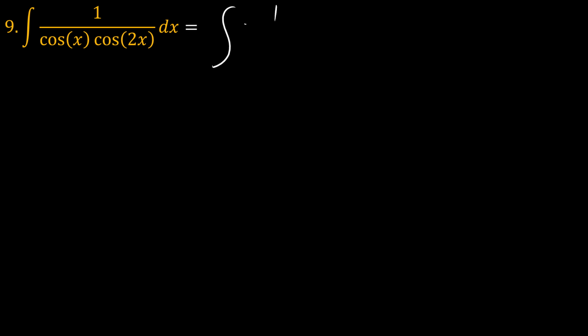Problem number 9. An indefinite integral of 1 over cosine of x times cosine of 2x. Now, I must say this is a pretty tricky problem, but let's see how we may be able to solve it. So this is the same as the integral of 1 over cosine of x, and let's choose to express cosine 2x as 1 minus 2 sine squared of x, right?